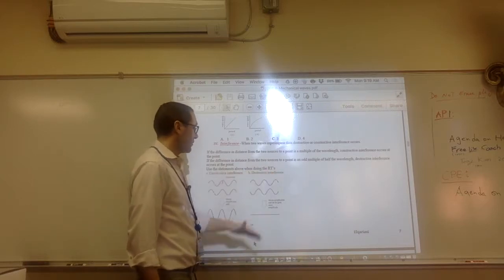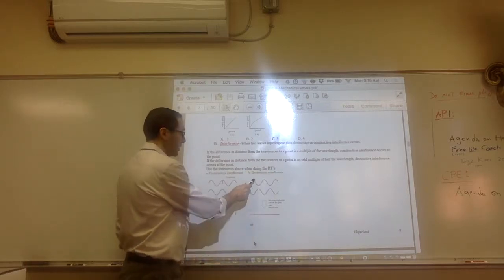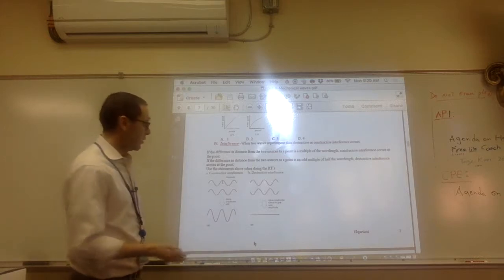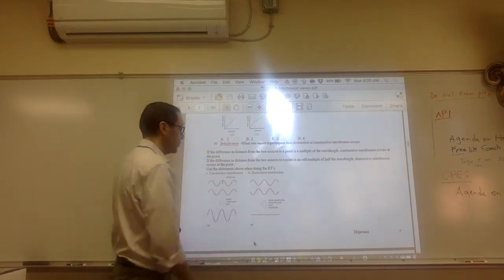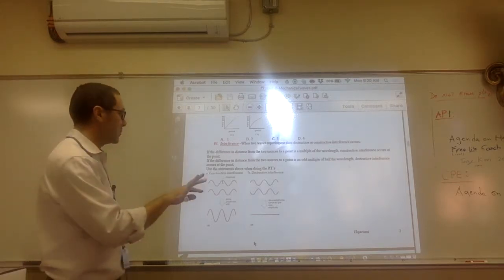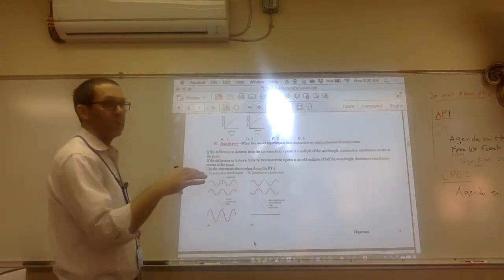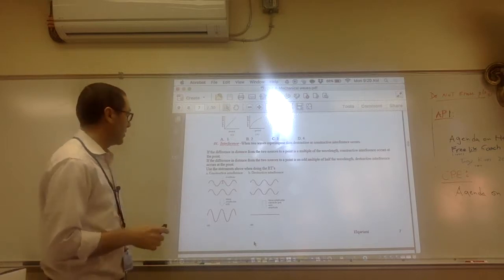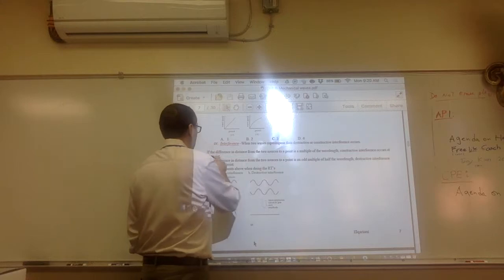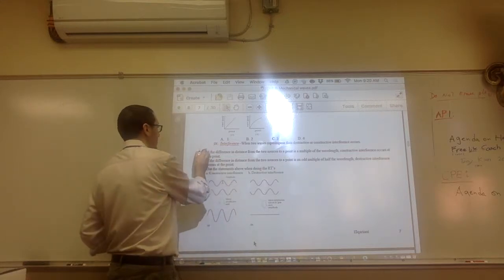Complete destructive interference is when the crest of one meets the trough of the other, and you end up with just an amplitude of 0. And there is everything in between. We'll look at that special case when we talk about beats. We'll define what beats are and why they happen.